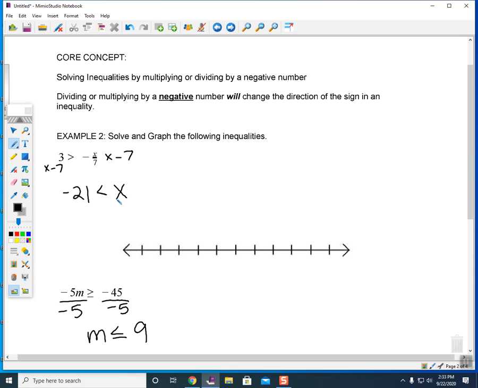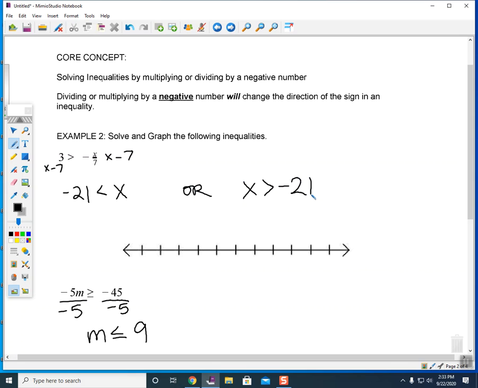Now, this is where it gets a little bit confusing because remember, if I have my variable on the left-hand side, it's a little bit more intuitive of what I'm going to do with my graph, right? Because if I look at this right now, -21 is less than x. I would think that my arrow needs to be pointing to the left because it's less than. But that's not the case here, right? So if I'm going to rewrite this, I would rewrite it as x is greater than -21.